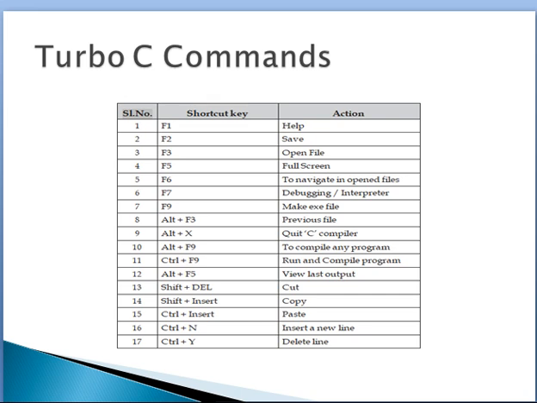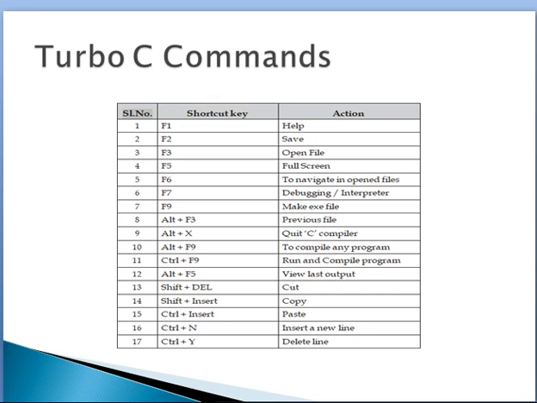Alt X to quit from the C compiler. From Turbo C, we use Alt X. Alt F9. To compile any program, we use the Alt F9 shortcut key. Control plus F9. To run and compile a program, or to execute a program, we use this Control plus F9 shortcut key.